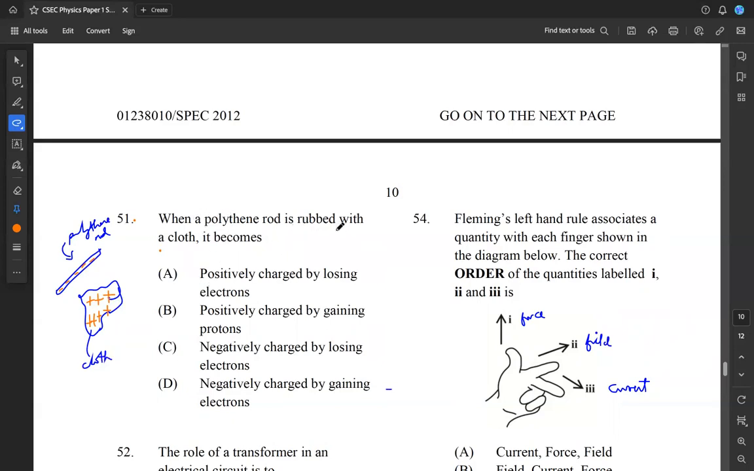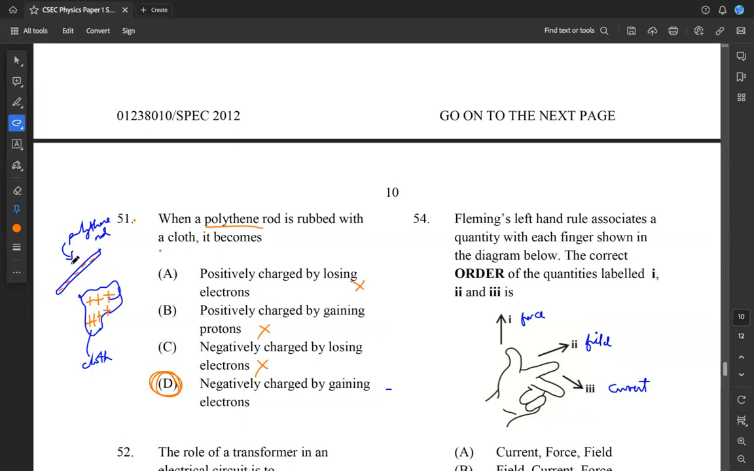When a polythene rod is rubbed with a cloth, the polythene rod becomes what? Positively charged? No. Positively charged by gaining? No. Negatively charged by losing electrons? No. It becomes negatively charged by gaining electrons from the cloth. So our answer for 51 is D.